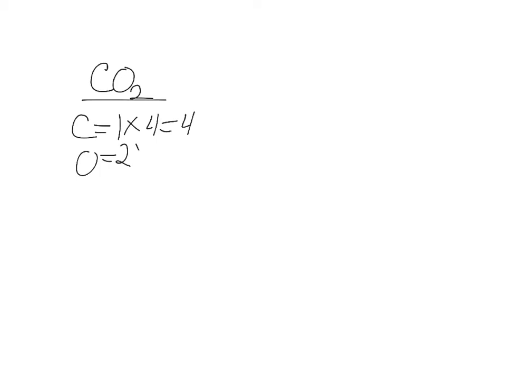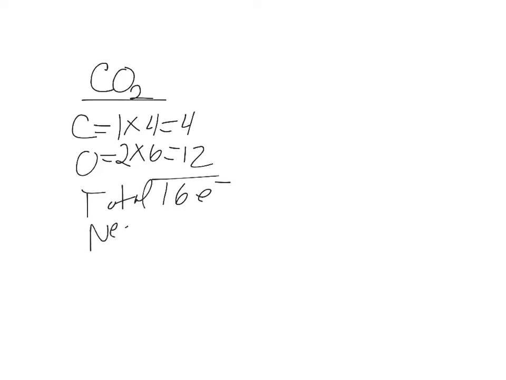We're going to begin with carbon dioxide. And we see that carbon dioxide has one carbon with 4 valence electrons and 2 oxygens with 6 valence electrons for a total of 16 electrons. That is your total need.